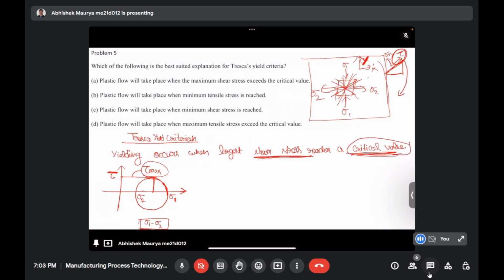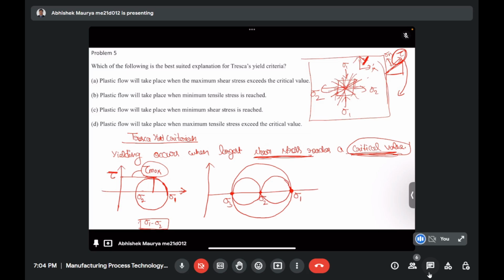Now I have shown just the 2D case. Let's see what will happen for the 3D case. The Mohr circle will look something like this. In the 3D case, we get three principal stresses: sigma 1, sigma 2, sigma 3. And here we will get three sets of Mohr circles. The Mohr circle shows all the states of stress acting inside the material.